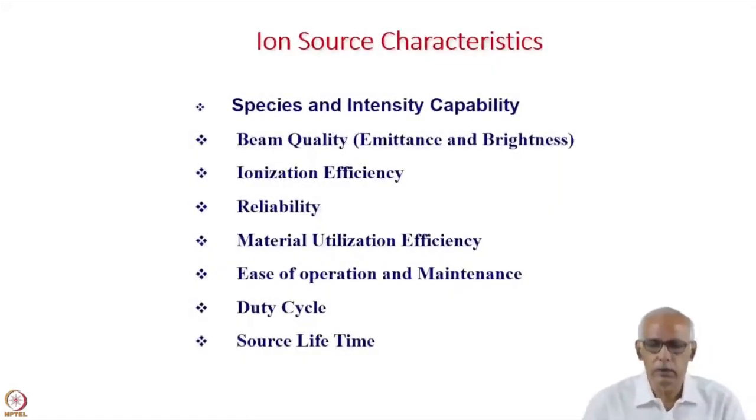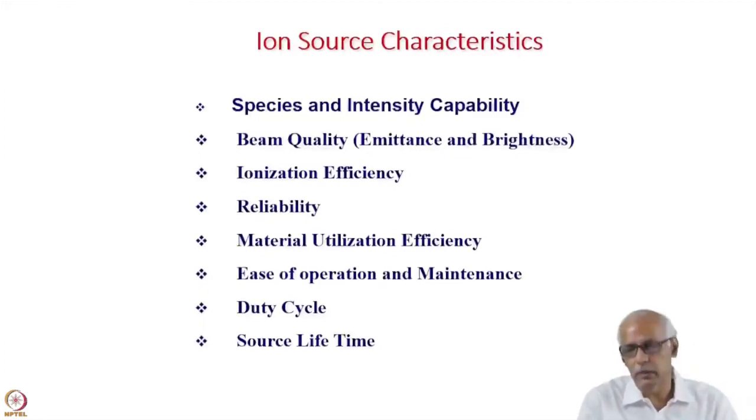Now, in these sources, when you design, what are the things you will look for? One is what kind of species can make negative ions and what kind of intensity it can give. Not all the species or not all the elements make negative ions. So what kind of negative ions can be made by that ion source?